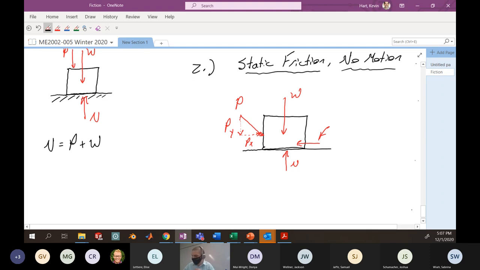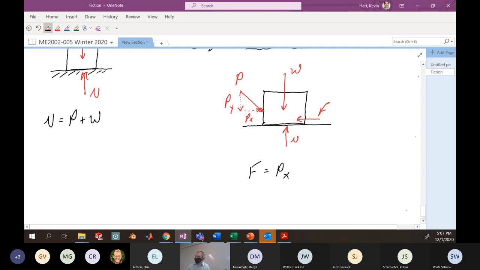Obviously, with no motion, your friction force F is just going to be equal to the X component of the force. We're not moving. So the force is simply equal to Px. Since it's not moving, this force, which is equal to Px, has to be less than the static coefficient of friction times the normal force. So both of these things together must be less than the static coefficient times the normal force.